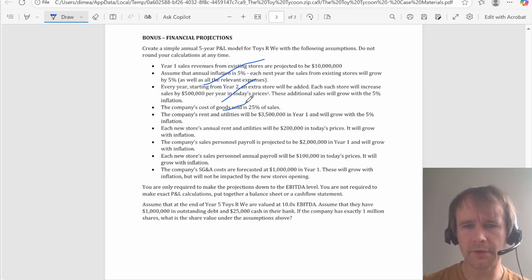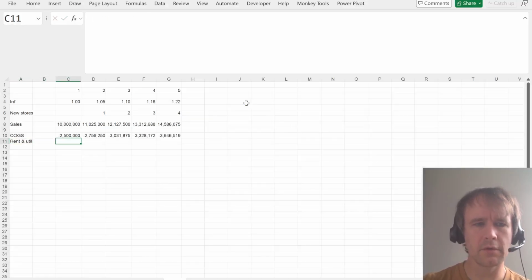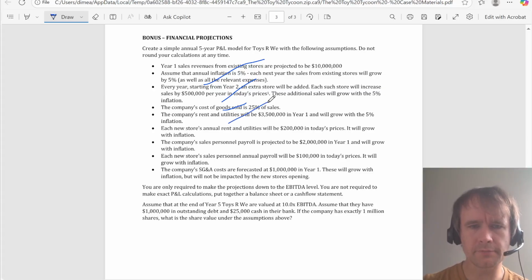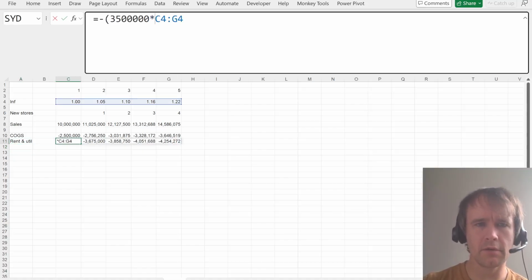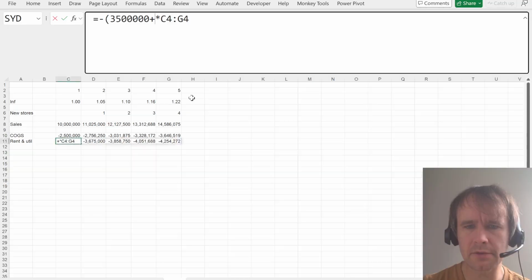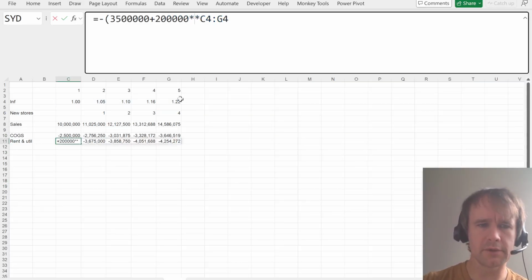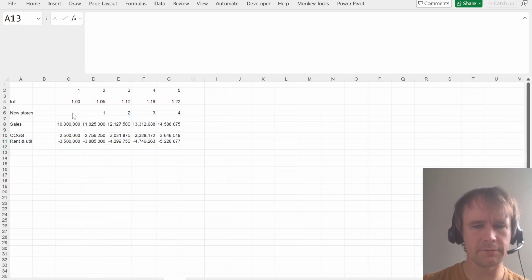Rent and utilities will be 3.5 and grow with inflation. Equals minus 3.5. Good. Okay, so sorry, that plus 200,000? 200,000, yes. Times the number of new stores. Good. Okay.